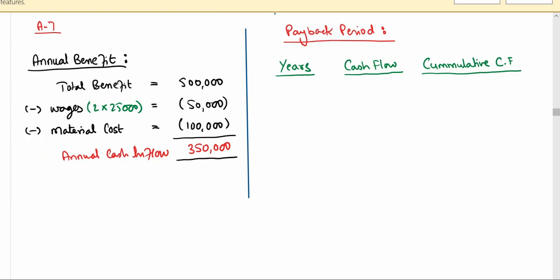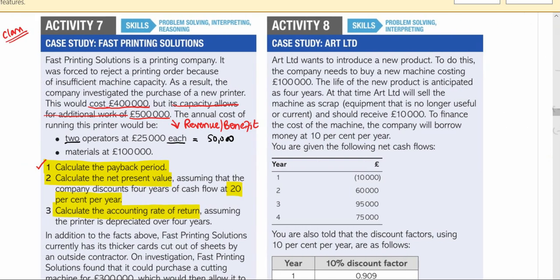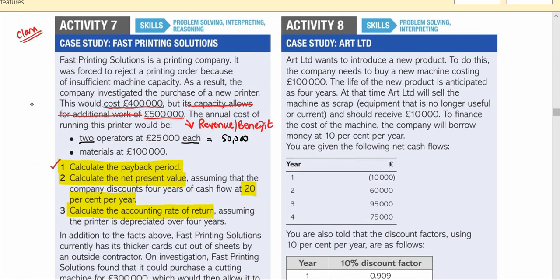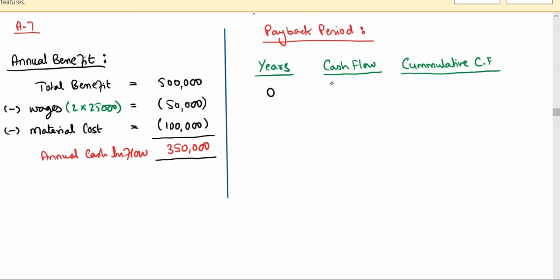At year 0 there is the investment. The initial investment cost was 400,000. So this is the negative 400,000, and the cumulative cash flow is again negative 400,000. Okay, and the annual cash flow is 350,000.